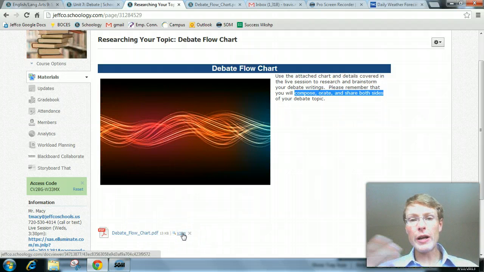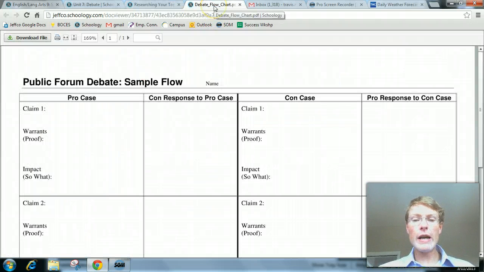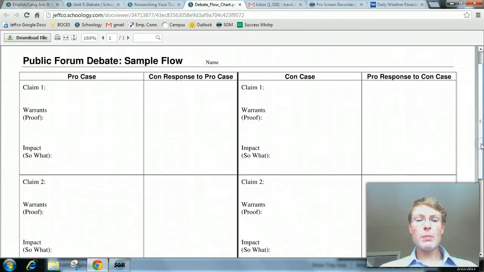So you can download this. I'd recommend downloading it and then printing it out so you can write in, or you can hit view if you want. You'll get a chart that looks like this. So let me explain this a little bit. Basically, on the left side, you're looking at the pro case. In other words, the affirmative side, or in very simple terms, the yes side of the issue.